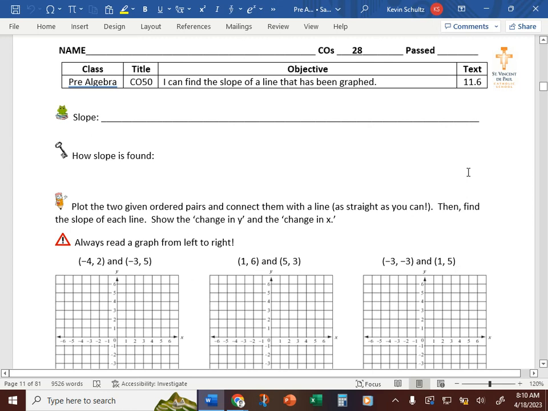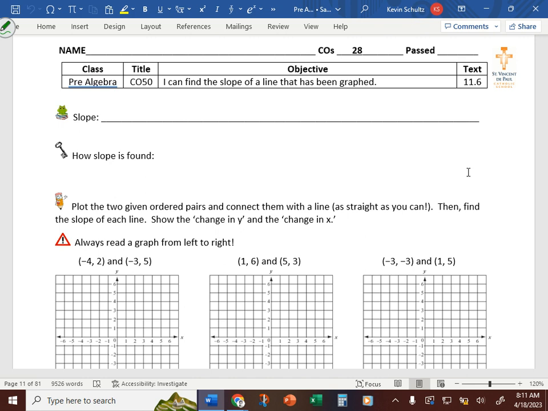Good day, pre-algebra. We are doing CO50 today, which is finding the slope of a line that has been graphed. And we talked about this when we were correcting homework. Your experience with slope, how could you define it? What do you remember from last year? Tell me everything you remember from last year about slope.